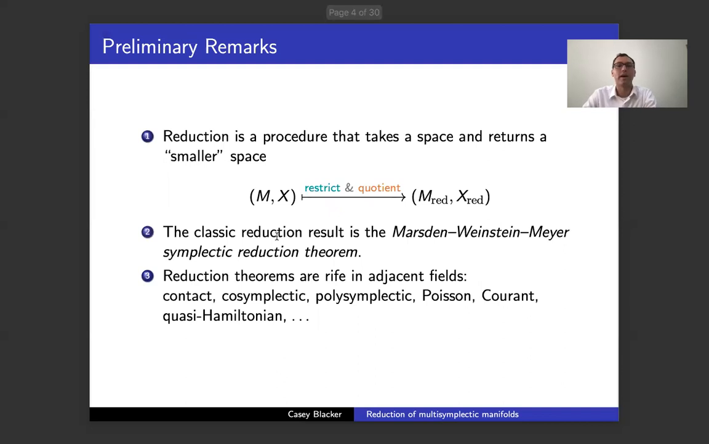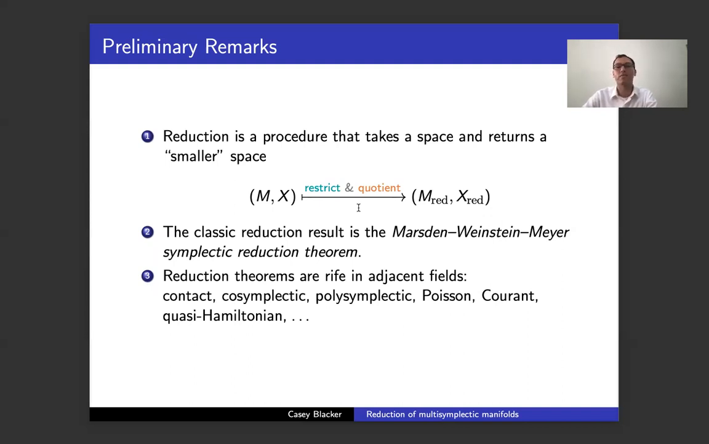Background. To start with some preliminary remarks, very generally, we might say that reduction is just any sort of procedure that starts with a large space, M, with some geometric structure X, and then by a process of restriction and quotienting, we obtain a smaller space, M reduced, and X reduced. This is the most general scheme that a reduction procedure might be expected to satisfy.